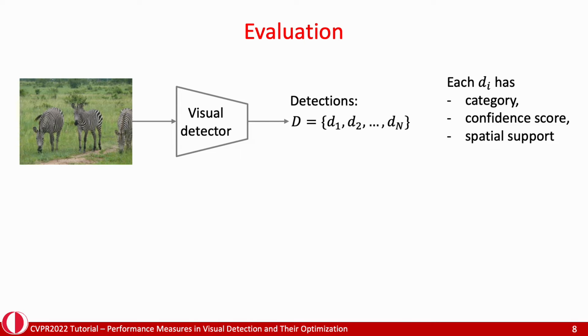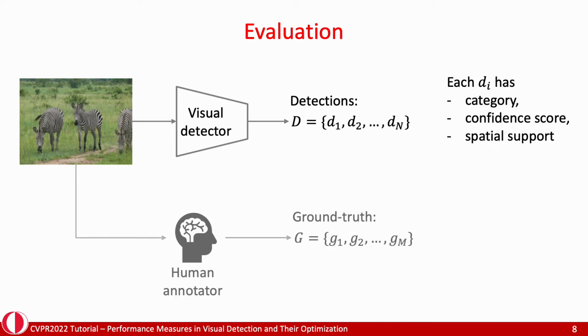Okay, let's now talk about what evaluation is. Remember our visual detector from a few slides back. This visual detector takes in an input image and predicts a set of detections. To evaluate these detections or to measure their quality, we need ground truth detections or annotations. These can be created by a human annotator.